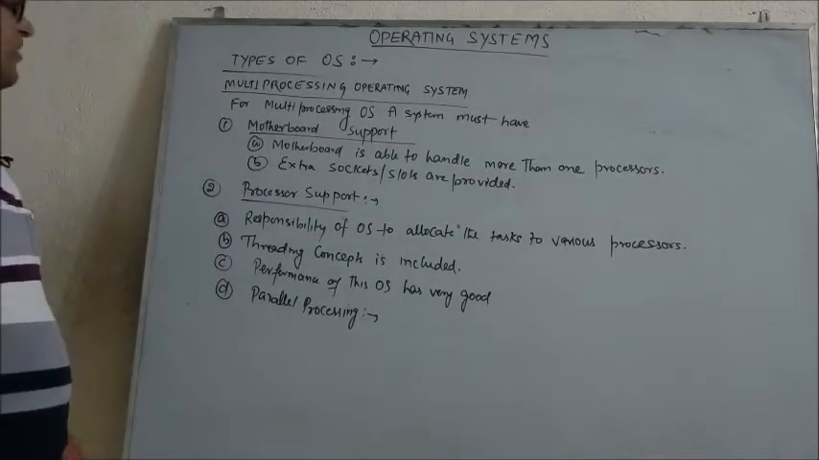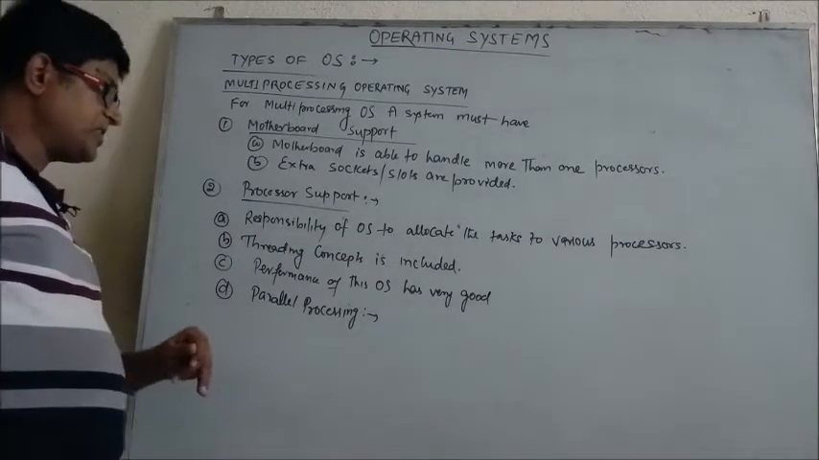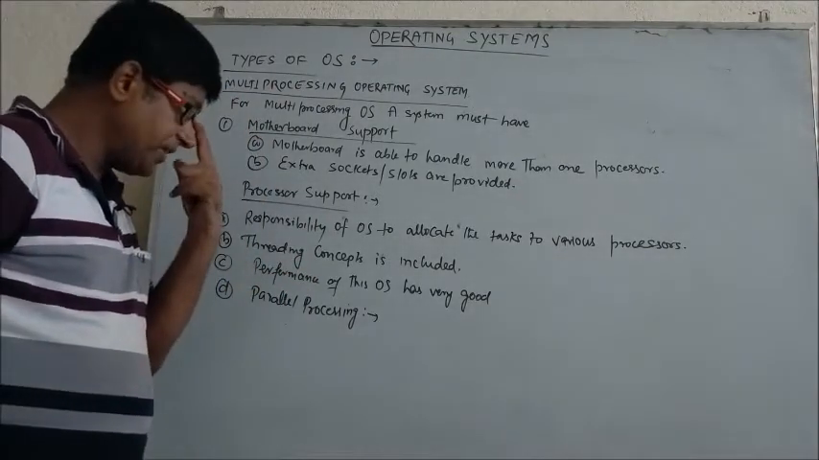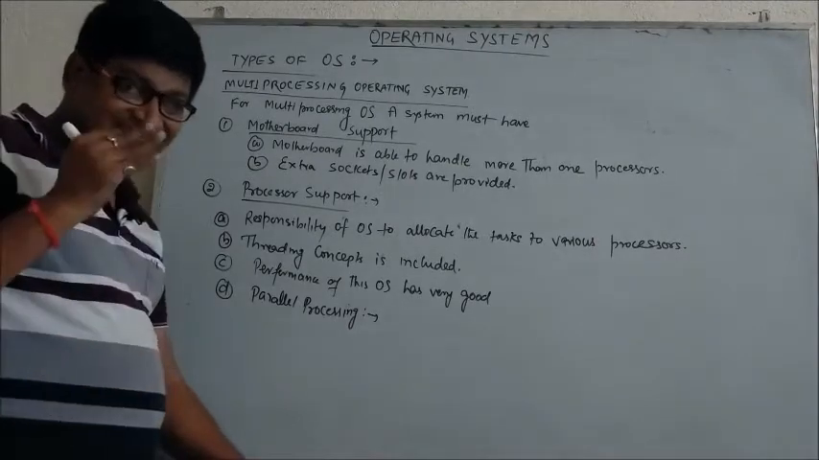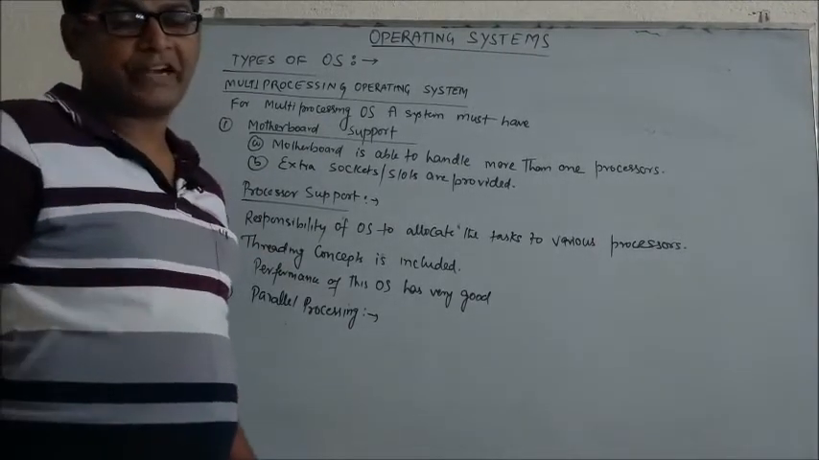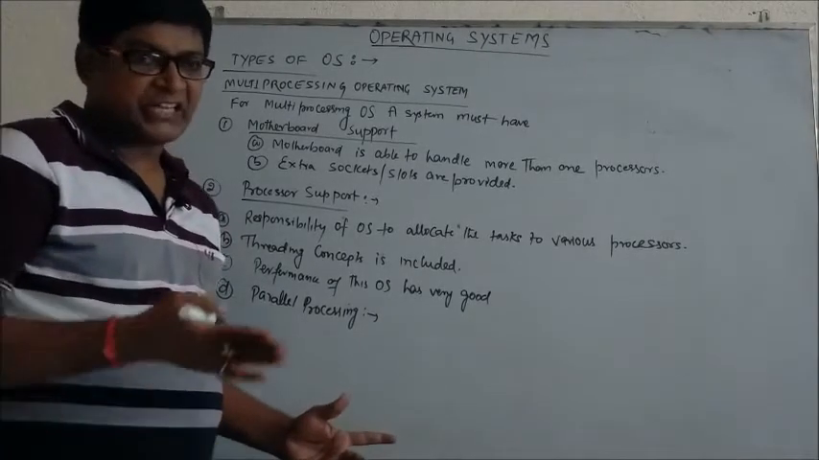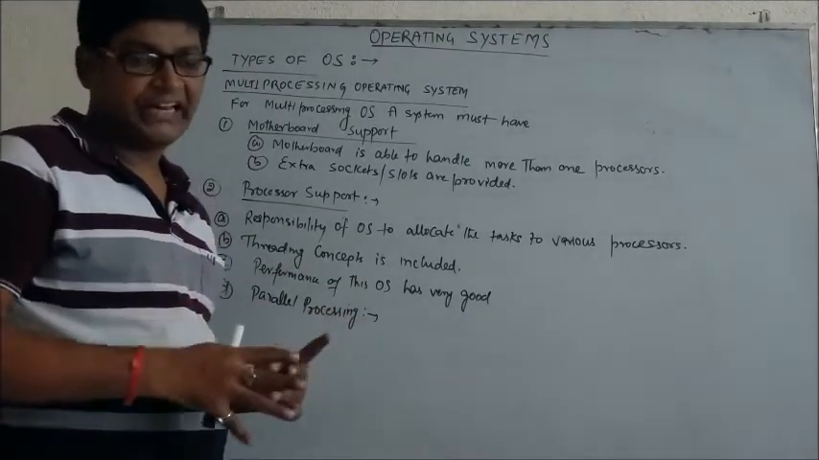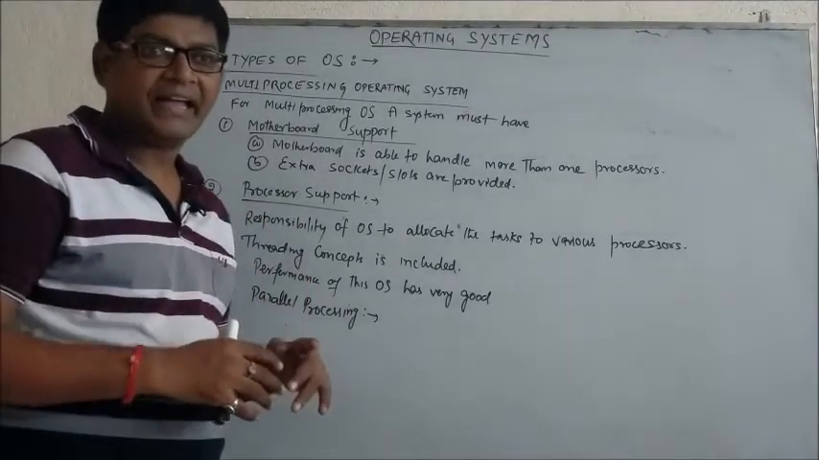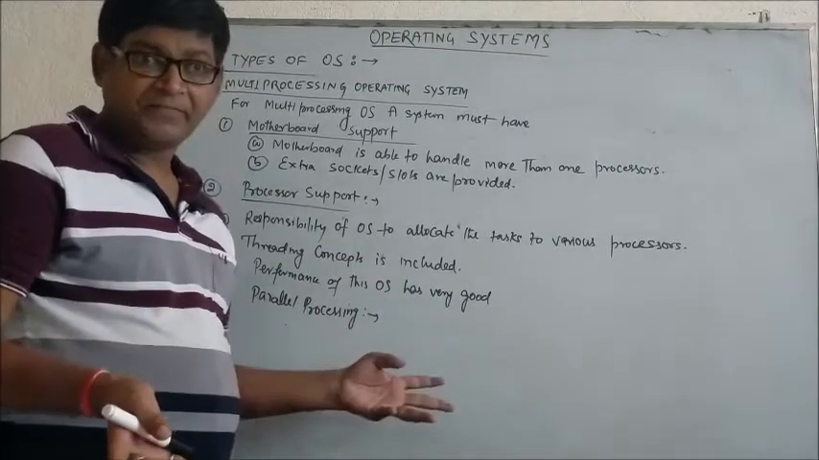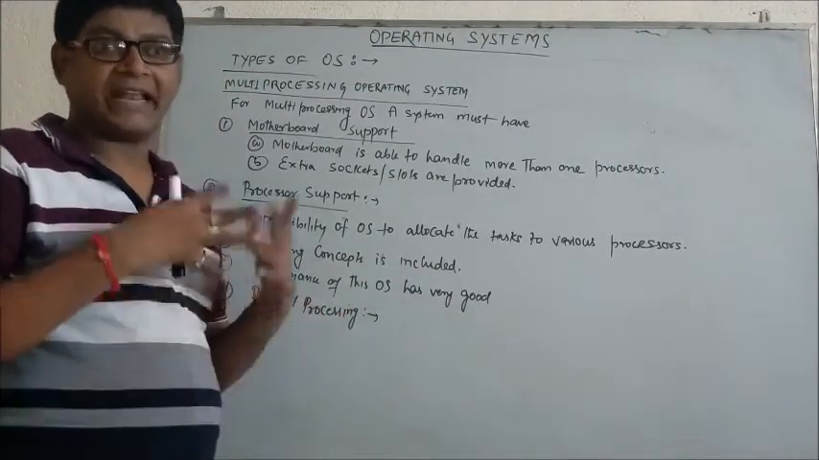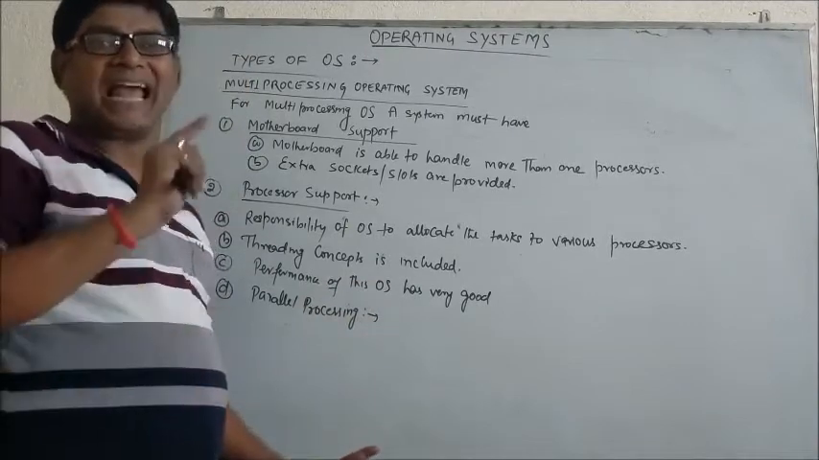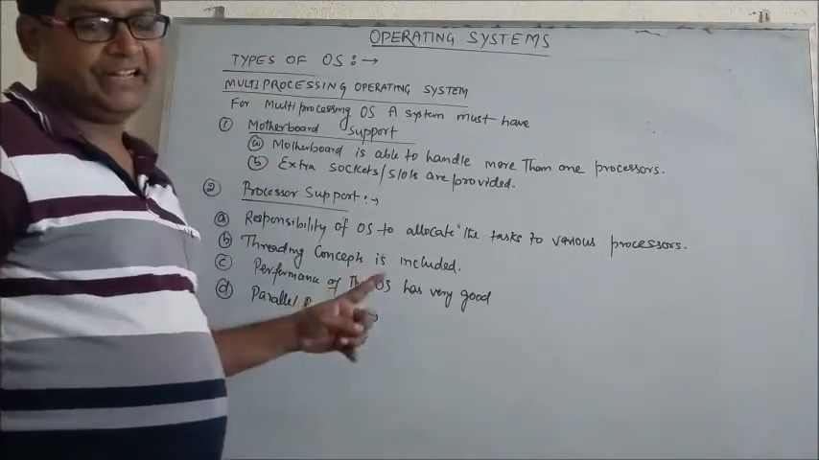Next is processor support. How is processor support done? It is the responsibility of my multiprocessing operating system to allocate different tasks to different CPUs. We all know that it is the responsibility of the operating system to utilize the CPU as well as the resources. But here the responsibility of the multiprocessing operating system is enlarged, because several jobs or processes have come for execution, and it is the responsibility of this operating system to decide which task should be allocated to which processor. That is mandatory.